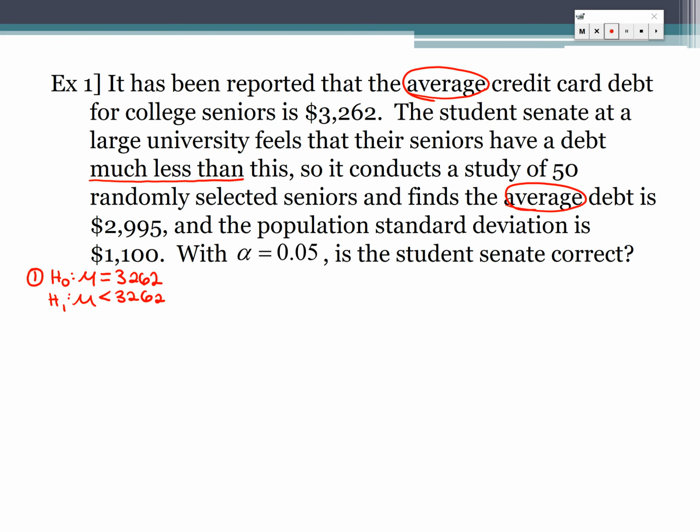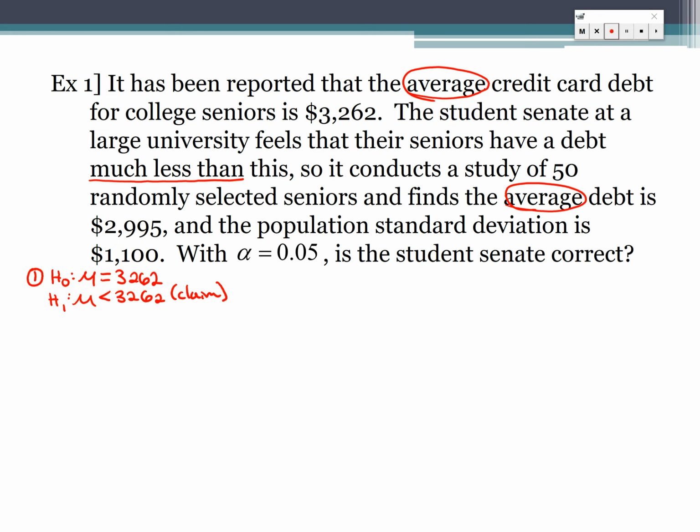Now the claim piece, the claim we did not do yesterday. The claim is what the researcher's trying to show. So this student senate of seniors, it wants to show, it feels that it's much less. So this senate is trying to claim that what's in the alternative hypothesis, that it's much less.